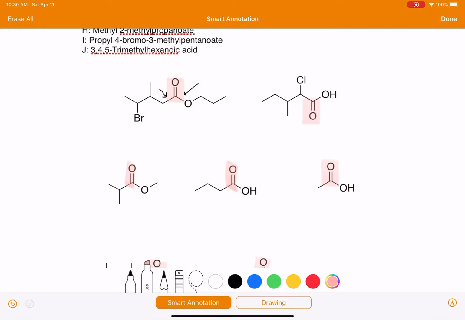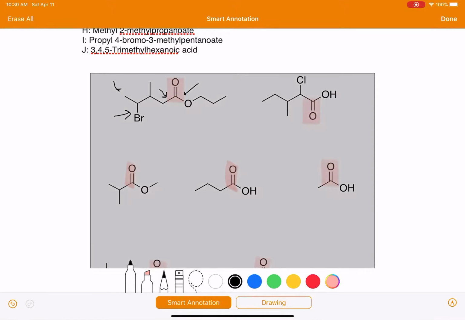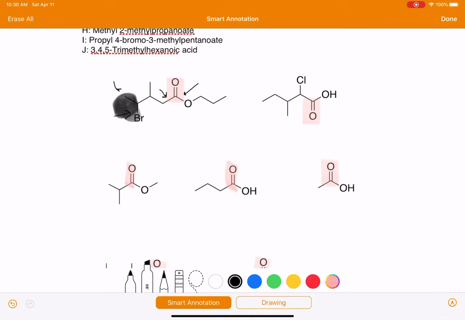One thing that some students do is they look too far away. Like they'll start looking, oh, what's out here? What's out here? What's out here? That's not what you want to do. You want to just ignore all the rest of what's going on in the molecule, and you really just want to focus on what's directly attached to the carbon-oxygen double bond.